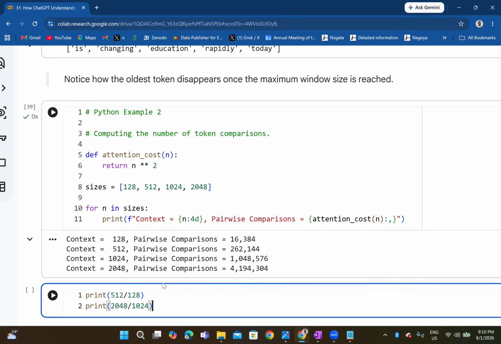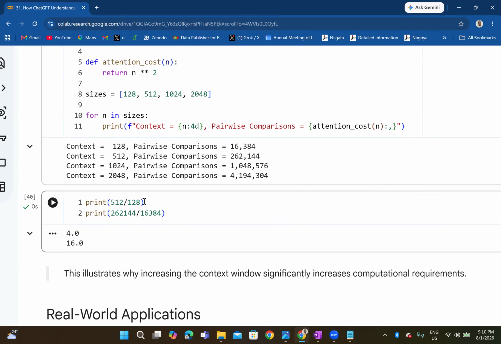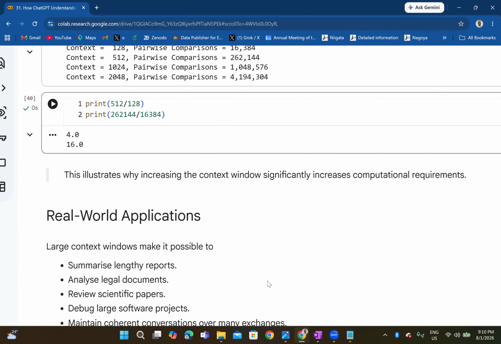You want to print 262,144 divided by 16,384. So if you print this now, imagine you only quadruple this, whereas the pairwise comparisons have been raised 16 times. So if you only 4x this, and the pairwise comparison is 16x, right? So the ratio with which you multiply it will be squared automatically. So this illustrates why increasing the context window significantly increases computational requirements.